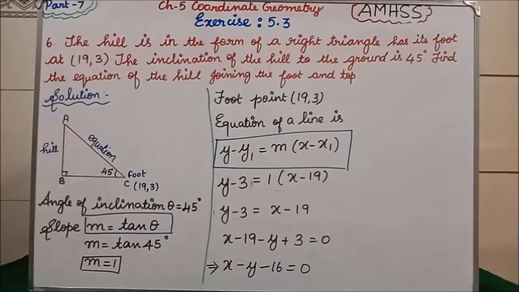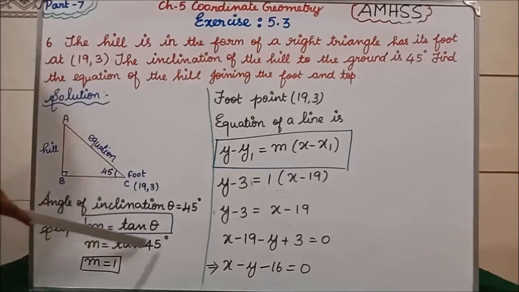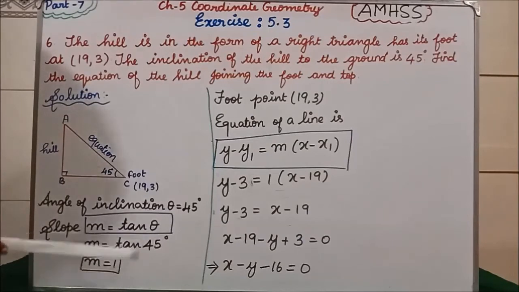I have told you many times, if they give an angle, immediately you have to think slope m is equal to tan theta. m equals tan 45 degrees. According to our tabular column, the value of tan 45 degrees is 1. So m is equal to 1.